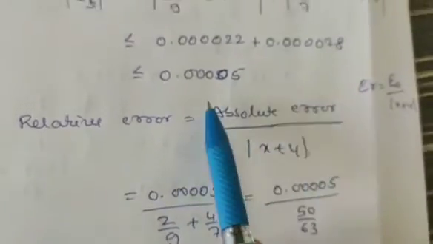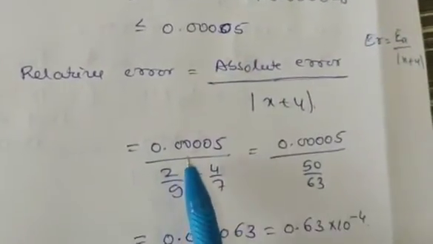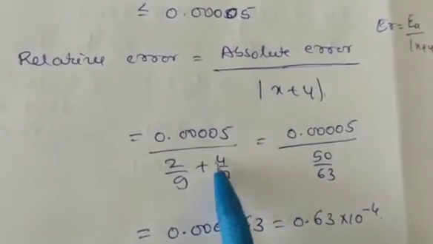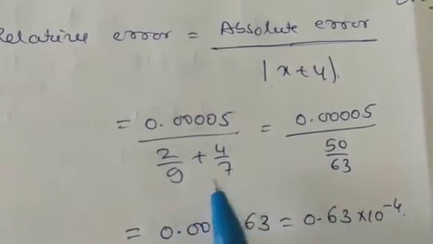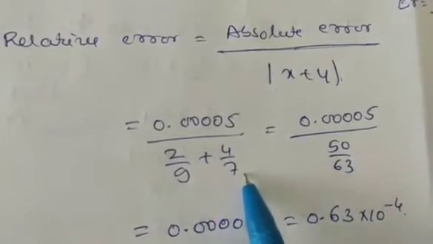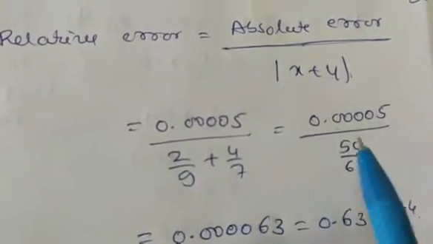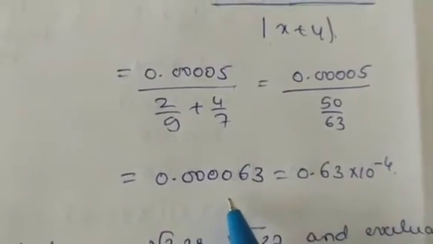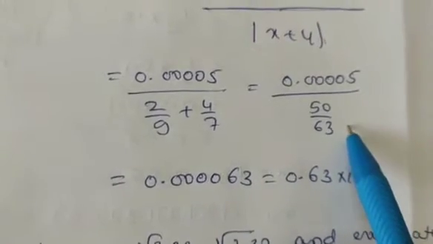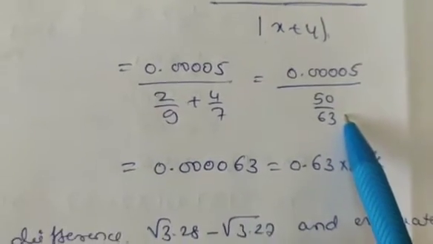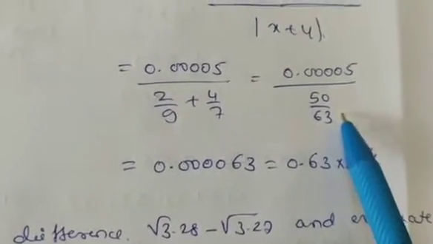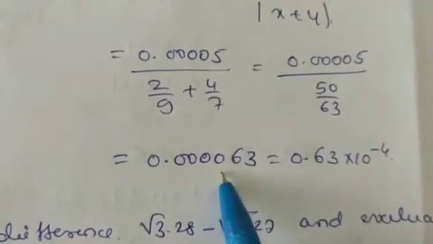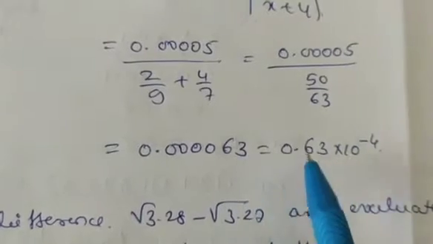So the absolute error is given here as 0.4 times 0.5 divided by mod of x plus y, that is 2 by 9 plus 4 by 7. So take the LCM, 9 times 7 is 63. Cross multiply and simplify, we get 50 divided by 63. Take the reciprocal of this and divide it by 50. Using the calculator only you have to solve this, because in the exam also you are allowed to use a calculator. So this is 0.4 times 0.63.